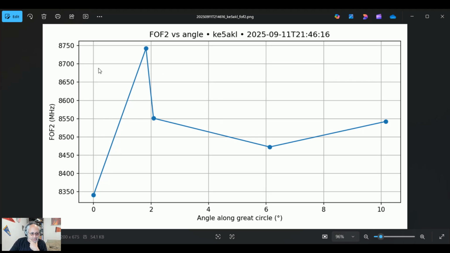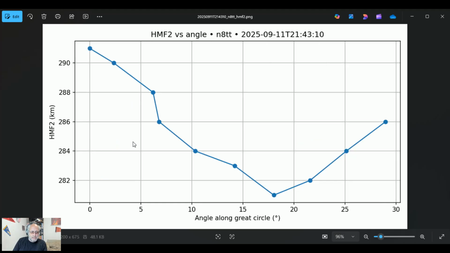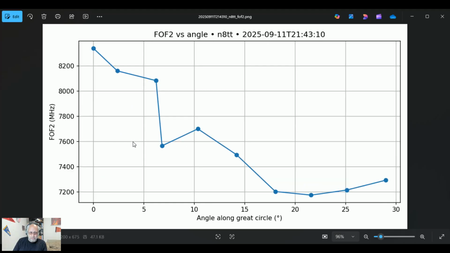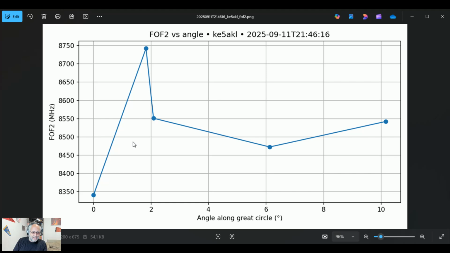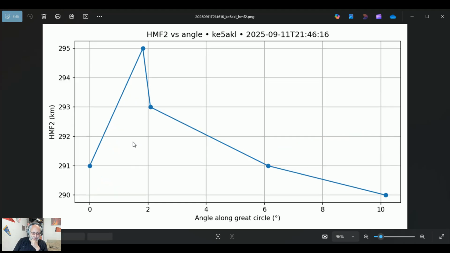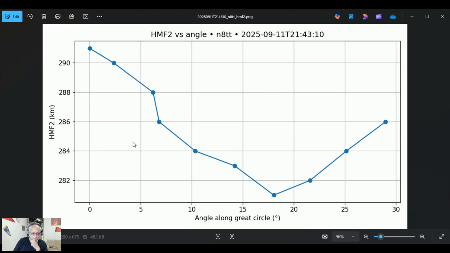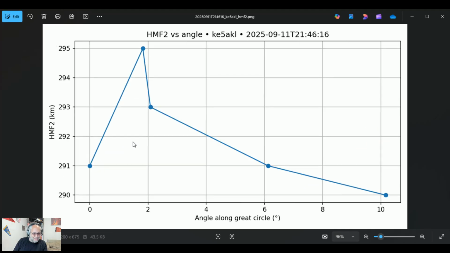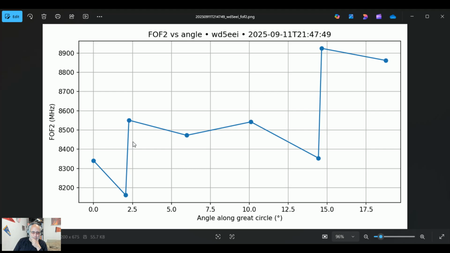We're still working on scaling. It would be nice to know how much the scale is actually changing, because you can see that our critical frequency is about 8,300. Here it's 8,350 up to 8,750 because of what happened on that path down towards New Mexico. And so still trying to figure out how to compare things usefully. Kind of the same with the height of the F2 layer. Head towards New Mexico, went higher and then got lower.